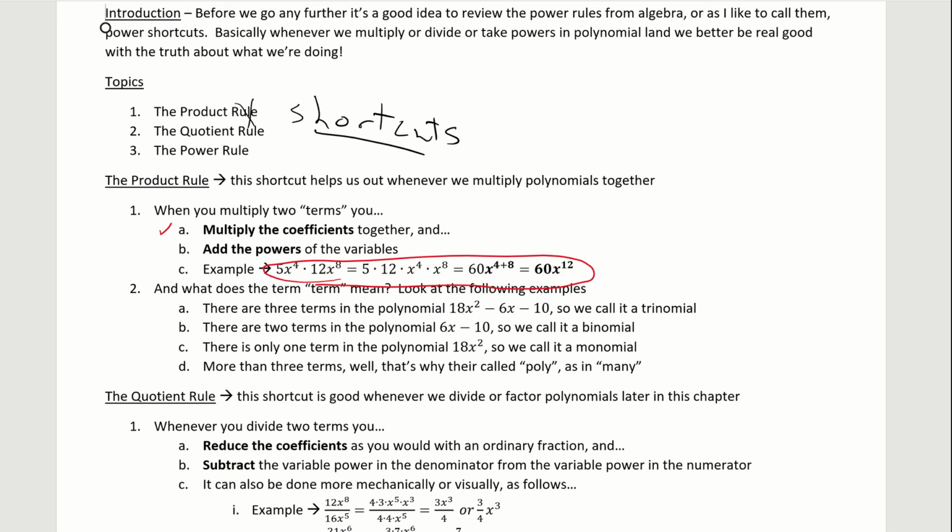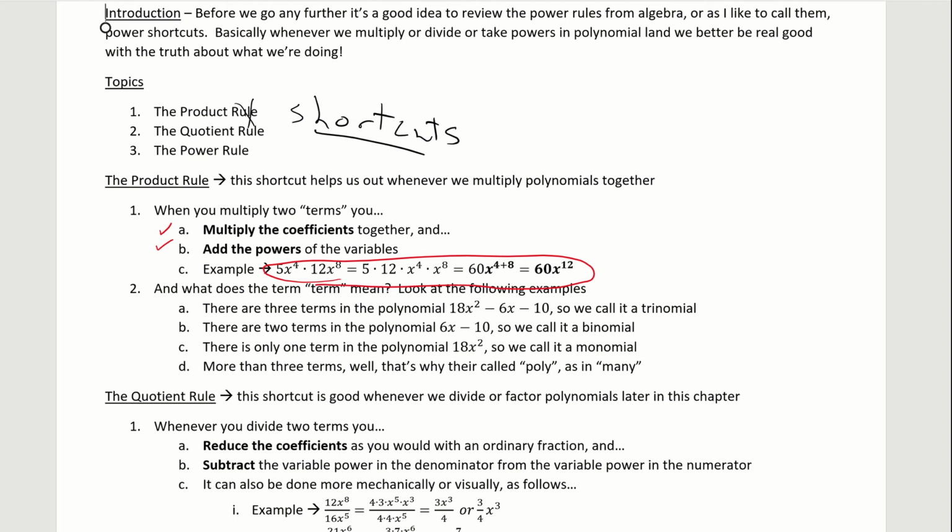You multiply the coefficients together. I'm going to go 5 times 12 is 60. And you add the powers of the variable together. Why would you do something like that? x to the 8 times x to the 4 is x to the 12. Well, you have to understand what you're doing. First of all, why am I allowed to write 5 times 12 and manipulate that?